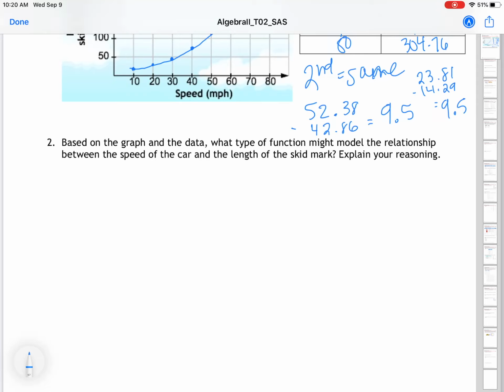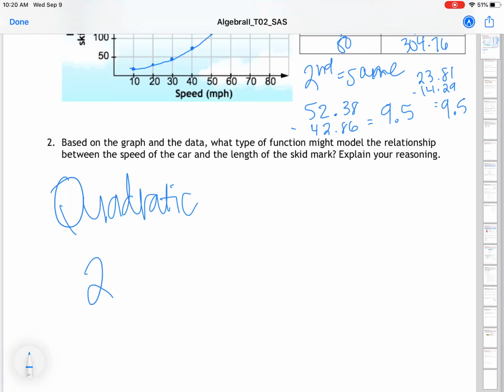Number 2 says, based on the graph and the data, what type of function might model the relationship? Well, quadratic. And that is because the second difference is the same, with the value of 9.5.